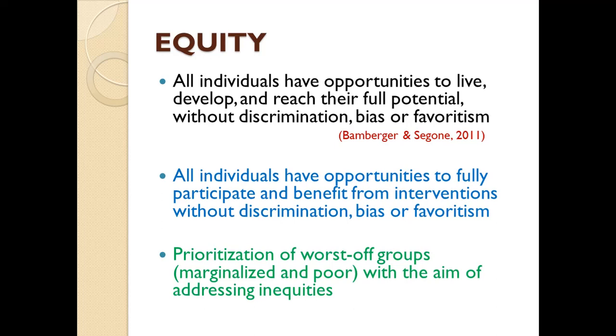Just as Bamberg and Segone 2011 say, all individuals have opportunities to live, develop, and reach their full potential without discrimination, bias, or favoritism. Of course, this relates to what Amartya Sen talks about when he defines development as freedom. He says this in relation to what he conceptualizes as capabilities and functionings, so that people should be free or have a choice to live the life they value and choose to become who they want to become.